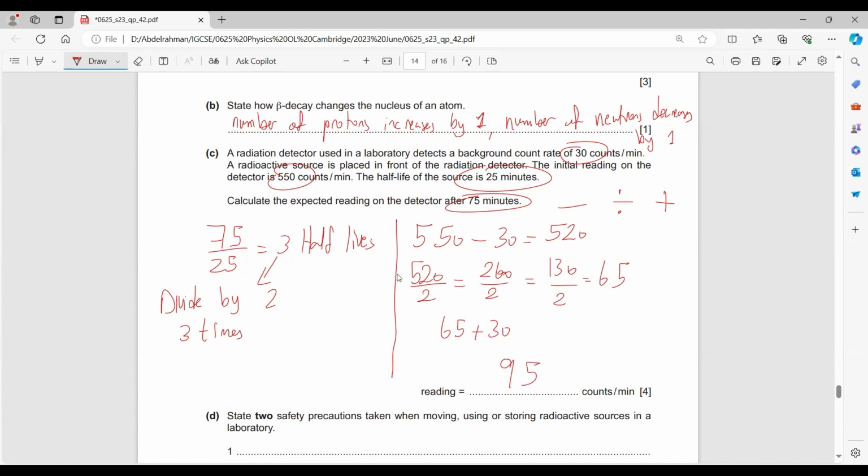If he had said he wants the radiation given off by the radioactive source alone, you would have said 65. But since he's saying the reading on the detector, then you have to add the background radiation again.